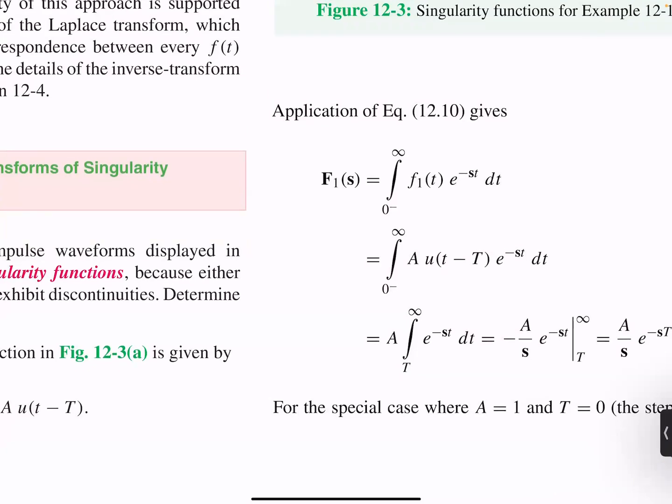So plug that into the f1 of t and then e to the minus st. And then you're going to take it from 0 minus to infinity. I'll go into that 0 minus in a second. It's easier to see in an example why it's there. And then a u of t minus capital T.